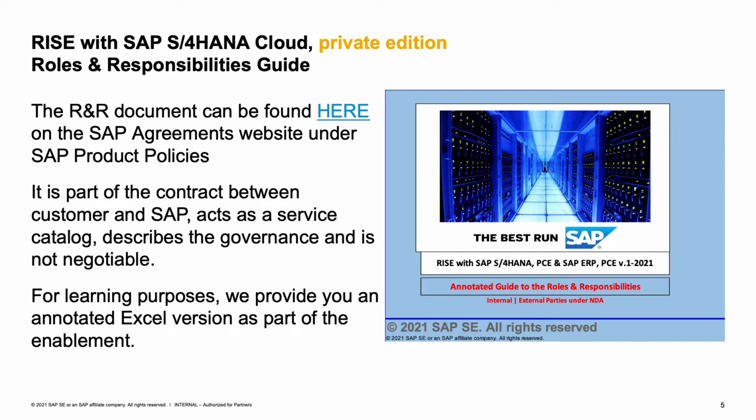All the delivered services with private cloud are described in the roles and responsibilities or R&R document, which is part of the contract between customer and SAP. This is a non-negotiable service catalog and is published on SAP.com's Agreements website under SAP Product Policies. As consuming the content of the PDF can be really challenging, we provide you also an annotated Excel guide as part of this enablement. Remember, this Excel version is for learning purposes only, and you are not allowed to publish it or hand it over to third parties.